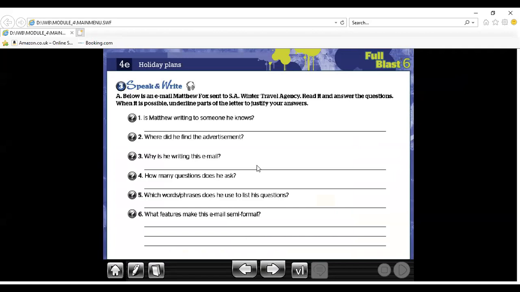Activity 3. He asks you to listen, to speak, to write. We have an email, as you see down. This email is from a person to the travel agency. You have to read it very well and answer the question. The first one, he asks you, is this person writing to someone he knows or not? Writing to a travel agency. This means he doesn't know him. Attention, this is number one.